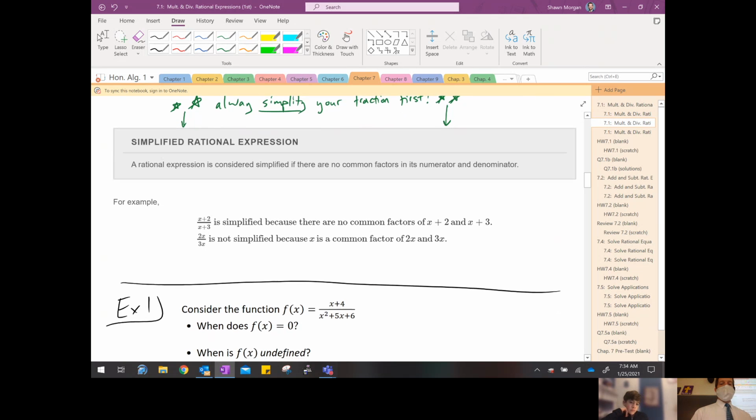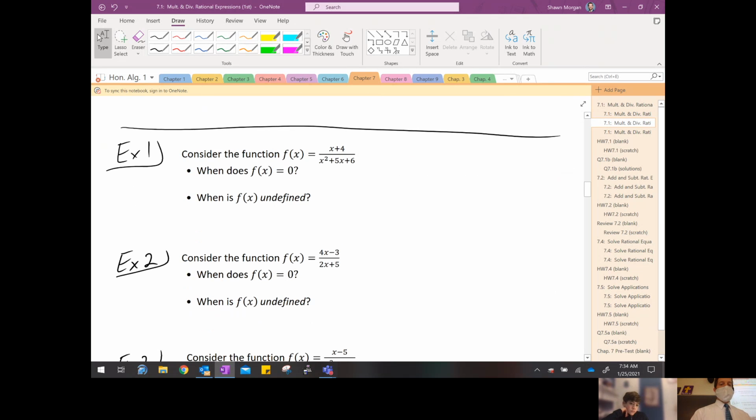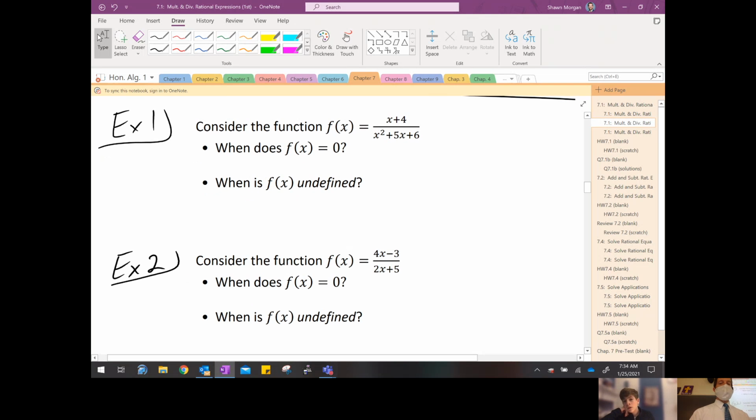We already talked about simplifying and taking out common factors. All right, we just got through mentioning. Let's look at this slide right here. We just got through mentioning what would make a rational expression undefined. And you guys said if the denominator equals 0. What would make a fraction equal 0? If the numerator equals 0.